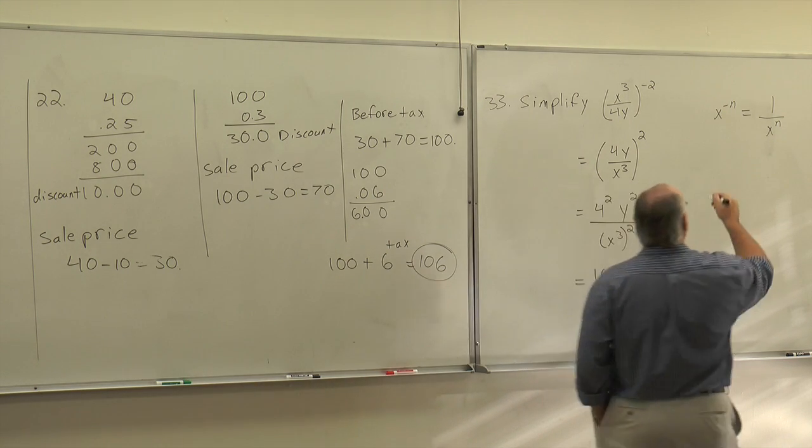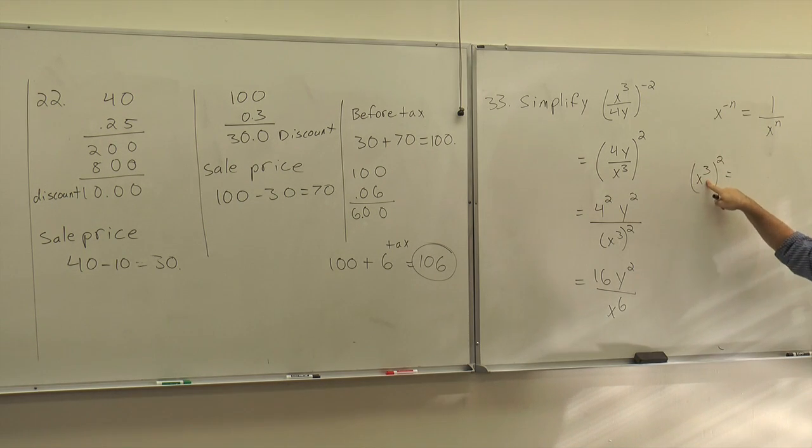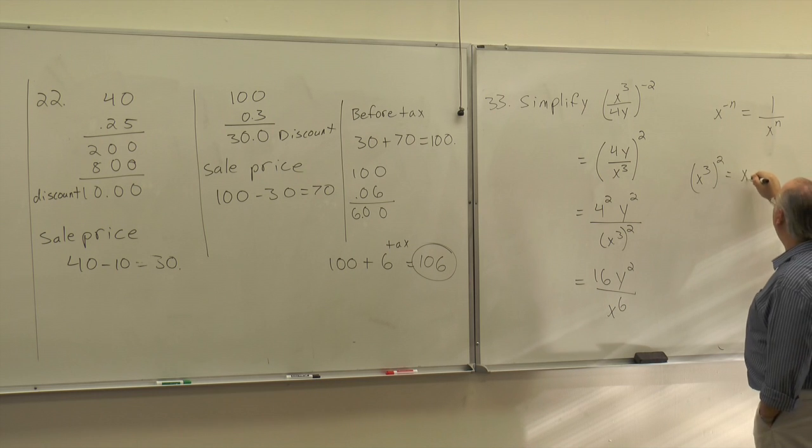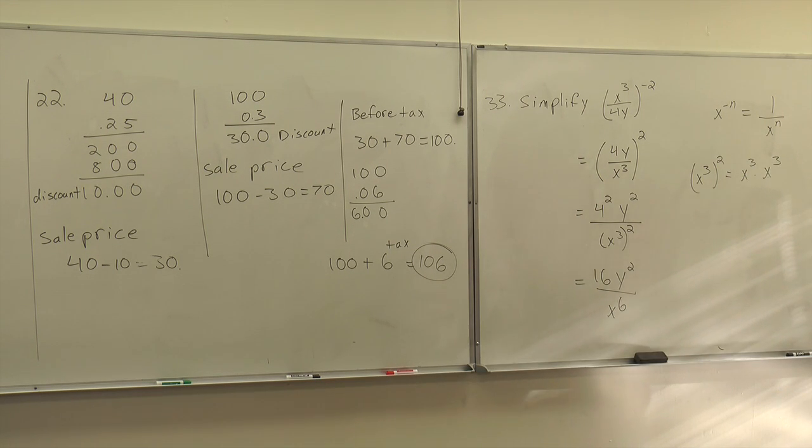Remember that x cubed squared. Anything squared means that something times itself. So don't think of this as x to the cube. Think of it as I'm multiplying 3 x's. Here I'm multiplying 3 more x's. So how many x's total am I multiplying? 6.